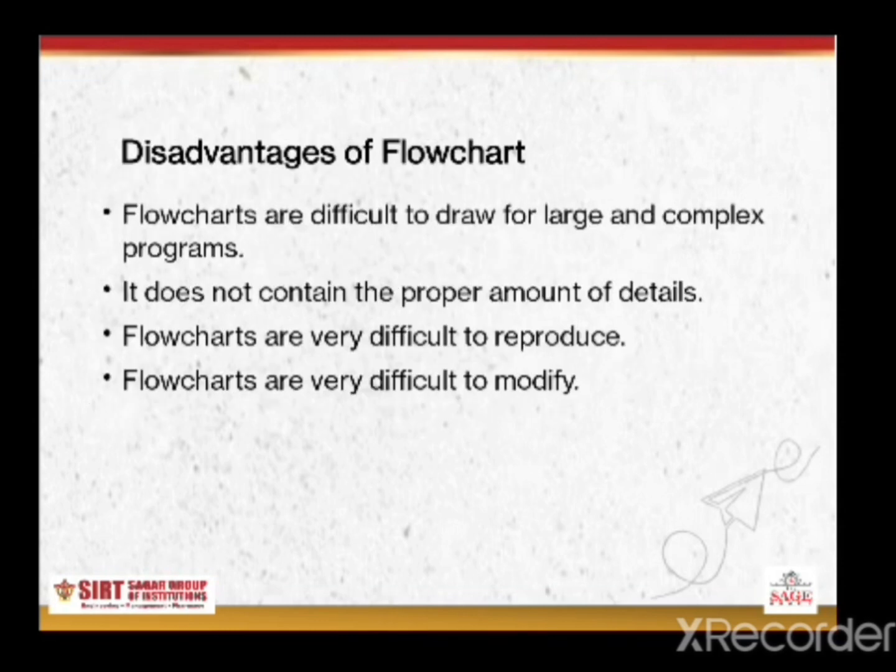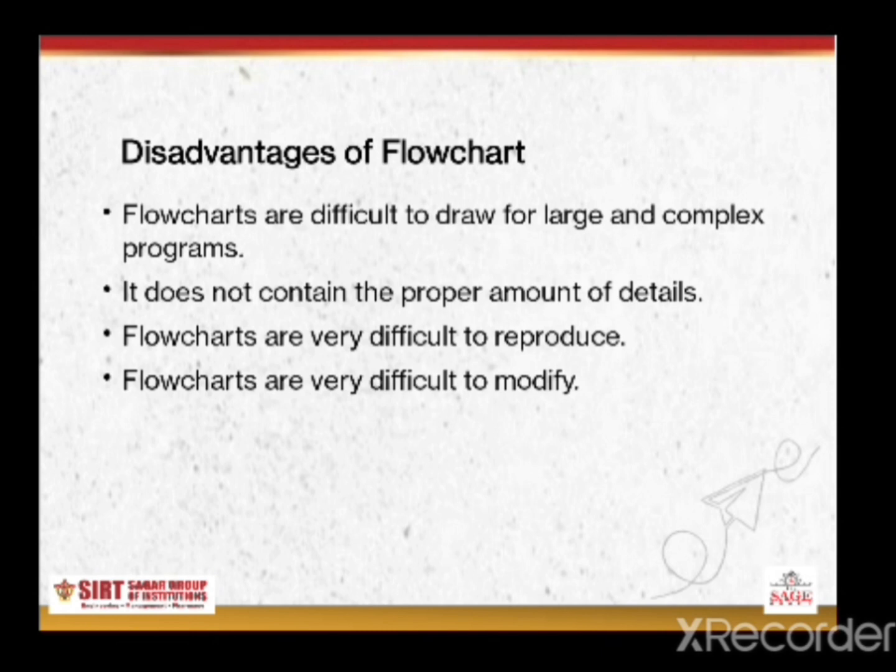Now the disadvantages of flowcharts. Flowcharts are difficult to draw for large and complex programs. Whenever the problem or question is small, we can use a flowchart to represent it. If the program is large and complex, it is difficult to draw the flowchart. It does not contain a proper amount of detail because the shapes are limited, so the information represented may not be in proper amount. Flowcharts are also very difficult to reproduce and very difficult to modify.